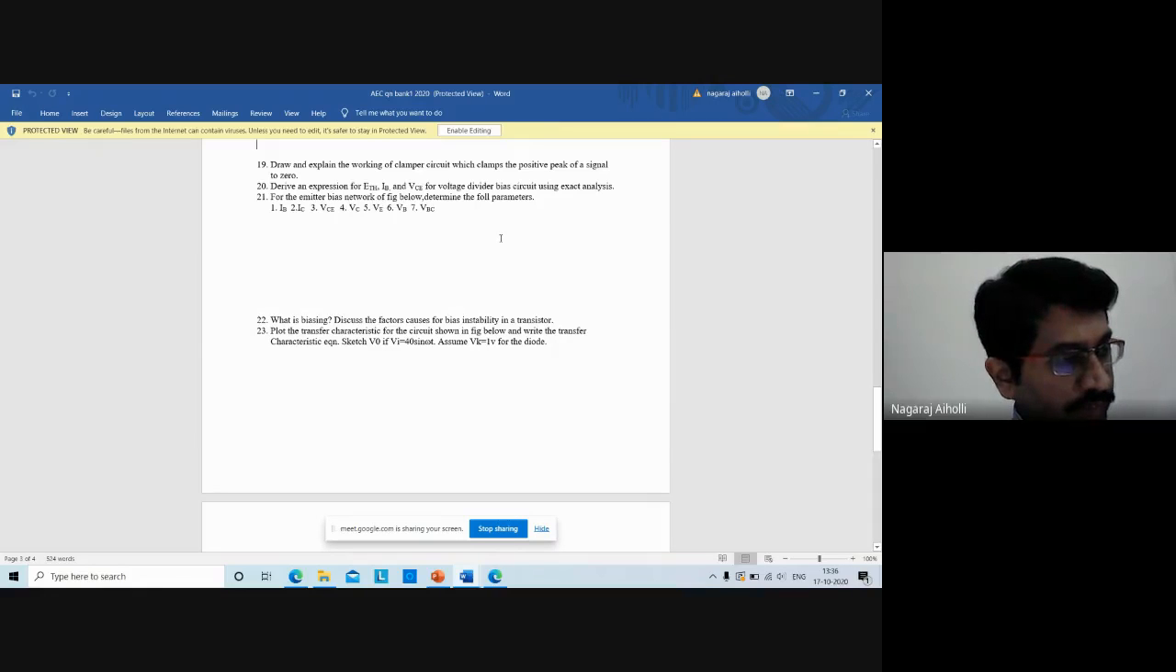Next, question number 21, for the emitter bias network, whatever is given, they are asking IB, IC, VC, VE, VB and VBC. That's also a solved problem in class. Emitter bias network, solved problem. Just refer to that problem. It's a solved example in class.